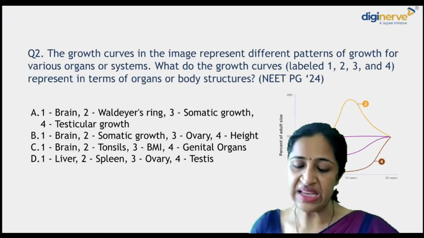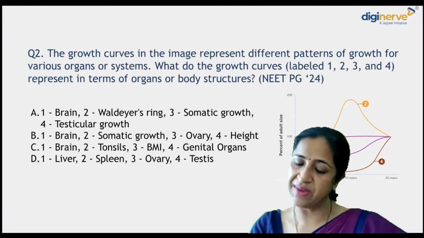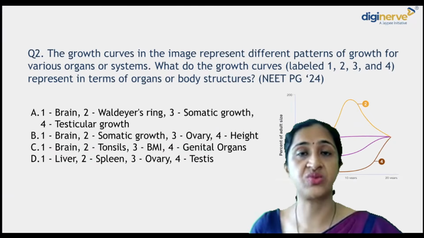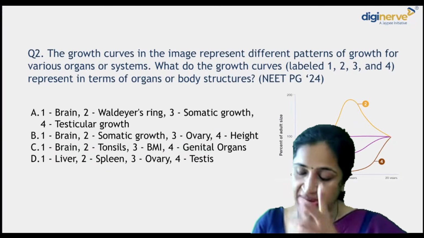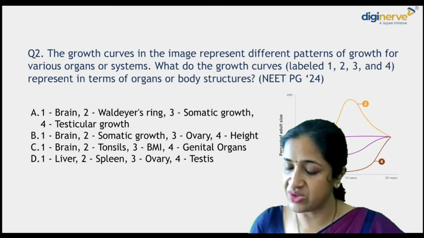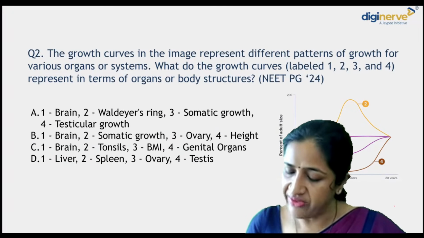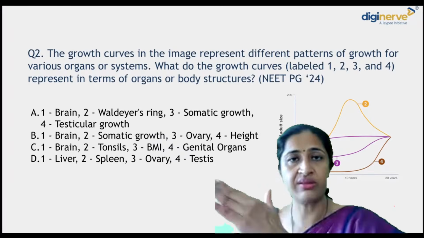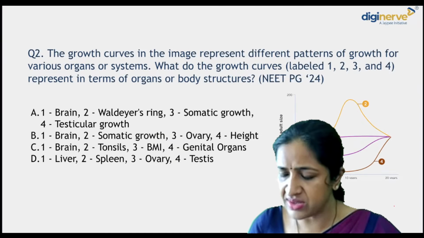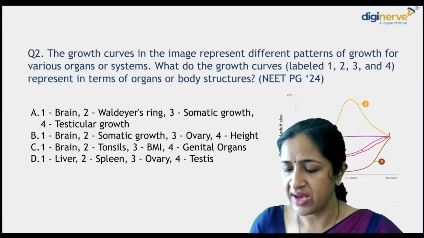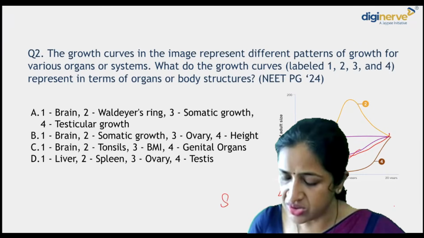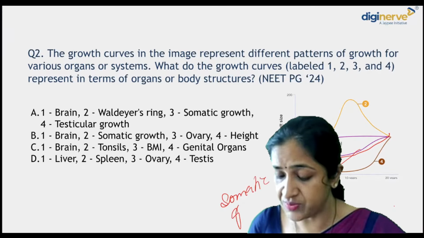Okay. Next question. The growth curves in the image represent different patterns of growth for various organs or systems. Which represents what? This is 2 years back NEET. Now, you look carefully at what is written there and you see the various curves. You have this one curve which shoots up suddenly. Now, this is obviously going to be pubertal height, this is basic, all of you know it. So, this is the somatic growth because puberty happened.